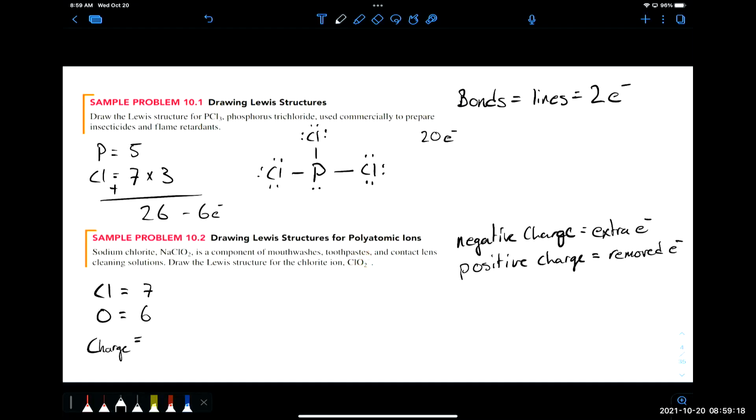Okay, so for our -1, then we're going to add 1 more electron. So again, chlorine, we only have 1 of those. We're going to multiply 6, the number of valence electrons from oxygen, by 2, and then add in that 1 extra electron. So we'll get 12, 19, 20 total valence electrons.